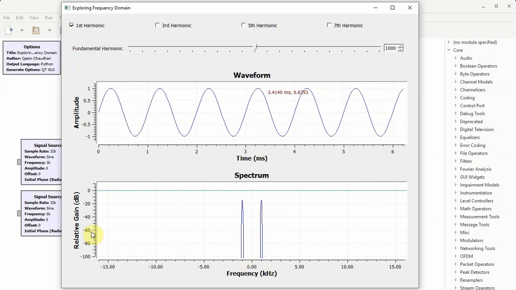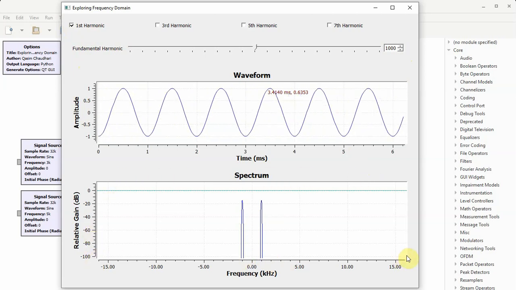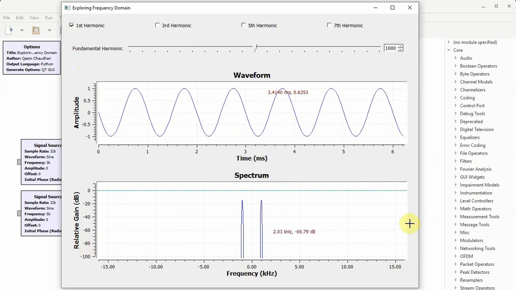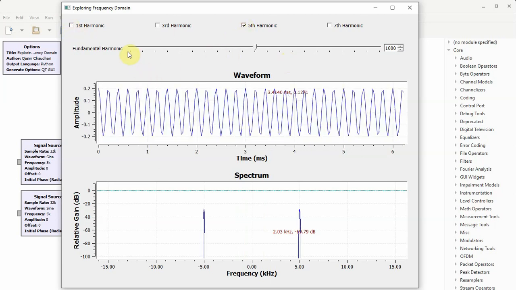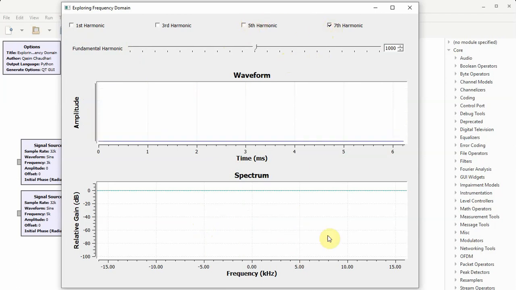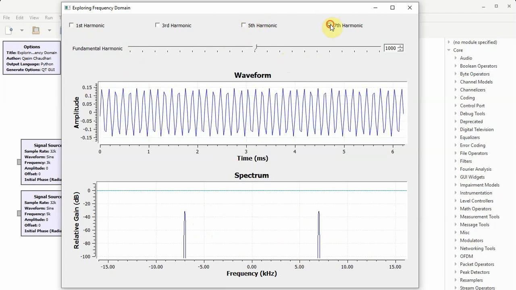The spectrum span is always from minus fs by 2 to fs by 2, in this case minus 32 by 2 to plus 32 over 2. And I can see that if I turn the fifth harmonic on, it will be a higher frequency, and 5 kilohertz, minus 5 kilohertz spectral impulses. And I can have this 7 kilohertz and so on.